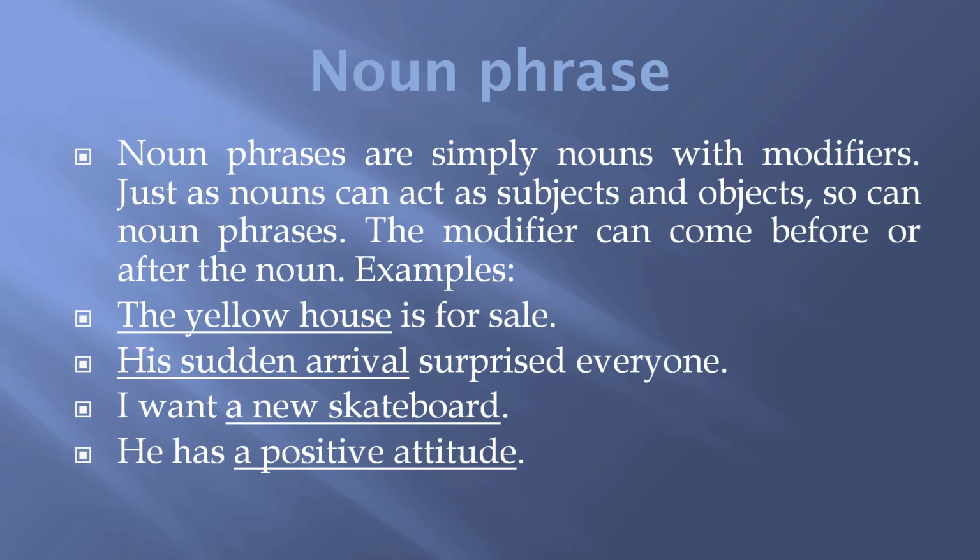Here we have a few examples of noun phrase. The yellow house is for sale. In this sentence, the yellow house is a noun phrase. House is the head noun and yellow is the modifier that is giving us information about the house. The words underlined form a noun phrase. You can see that this phrase does not convey a complete sense, but if you attach it with the rest of the sentence, then it gives a complete meaning. Here it acts as a subject.